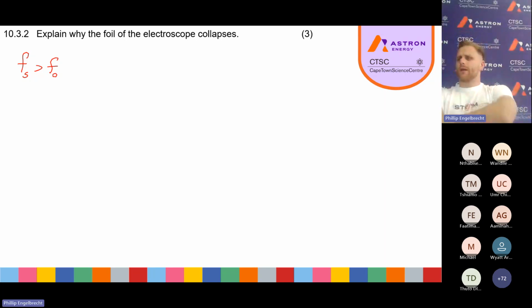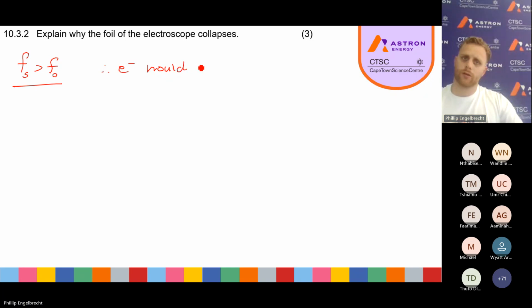Okay, so guys, someone, Sarah, said: more electrons are emitted due to the higher frequency of UV light. This leaves the electroscope positively charged, thus attracting the negative foil. Okay, so guys, remember that answer is pretty much correct. So here's the thing. We know that the frequency of our source is greater than the threshold frequency. So therefore, electrons would be emitted.